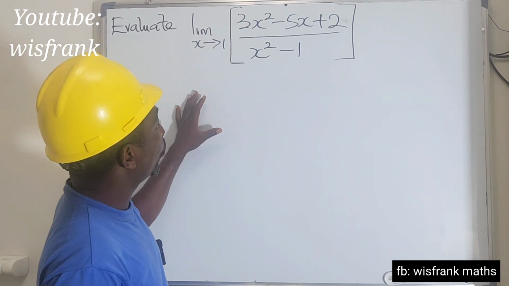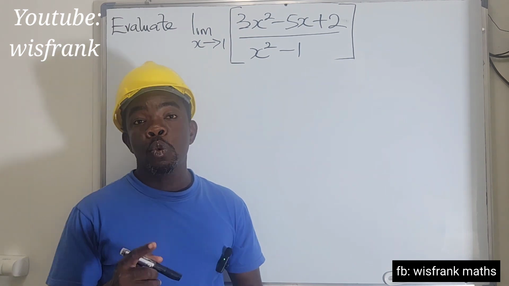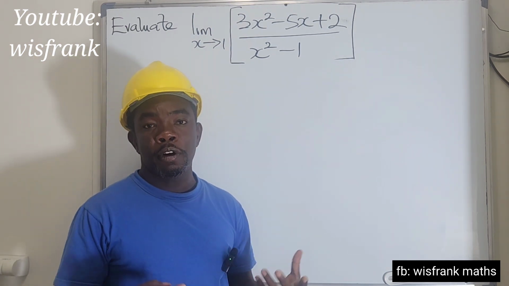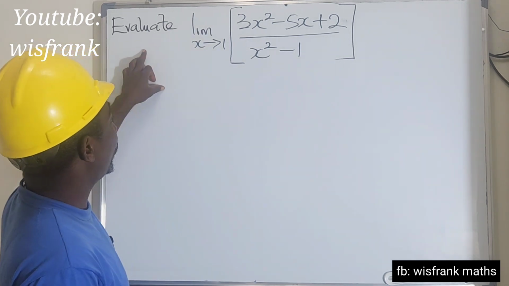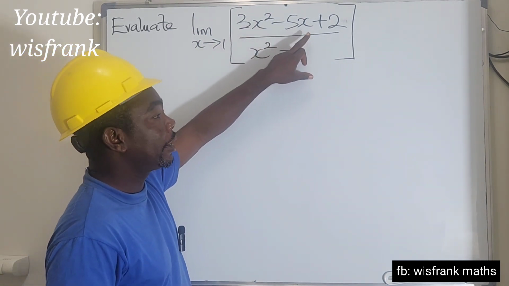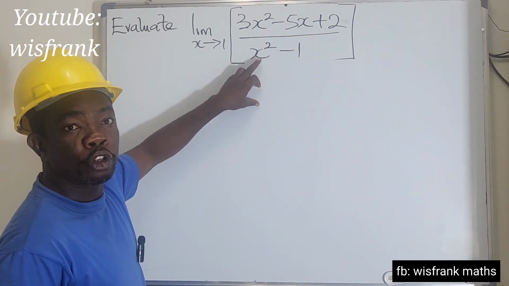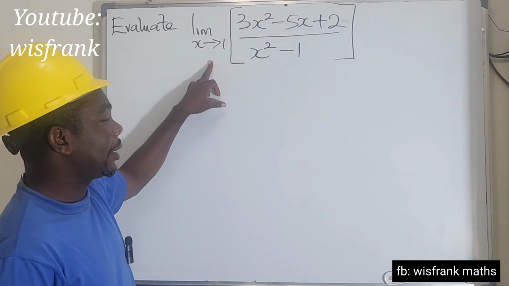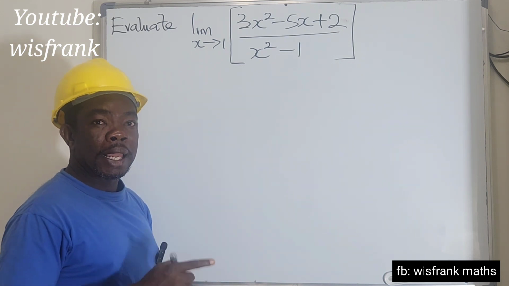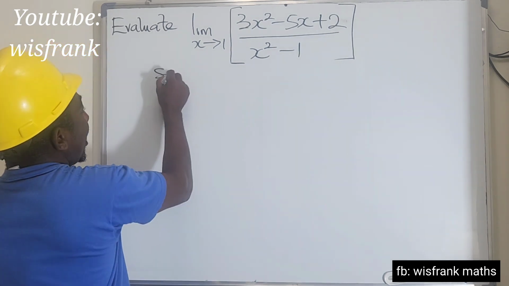Today we are looking at this question from the 2016 WASSCE General Mathematics, from the topic calculus, limit of functions. It says evaluate the limit of 3x squared minus 5x plus 2 all over x squared minus 1 as x tends to 1. So we are going to find the value of this limit as x tends to 1. So we have the solution.